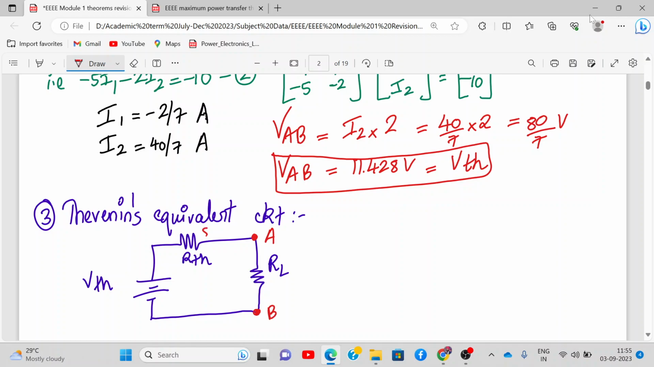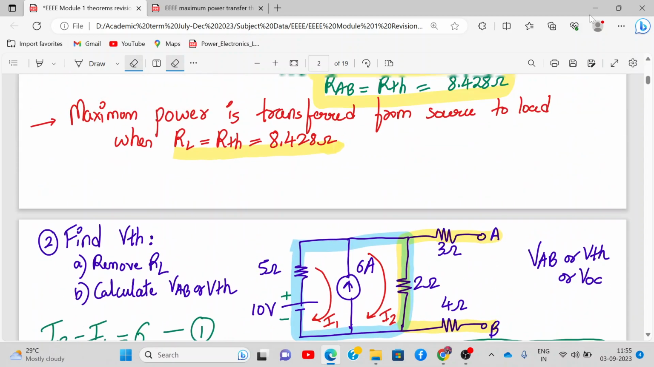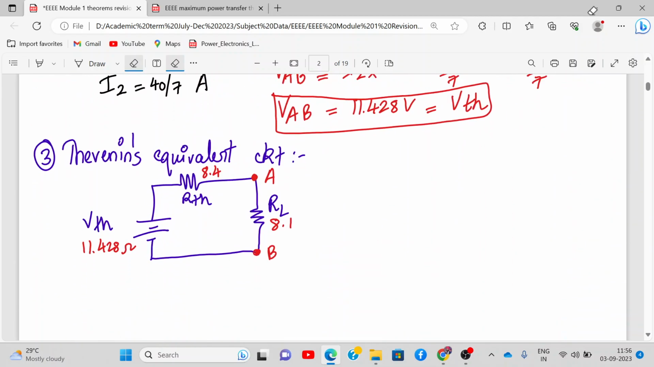And how much was RTH? I think 8.43, right? RL is also 8.43. Just check. 8.428, right? Yes, sir, 8.432. That is fine. 8.428 or 426, it's fine.